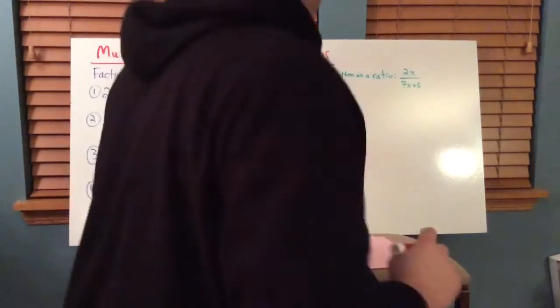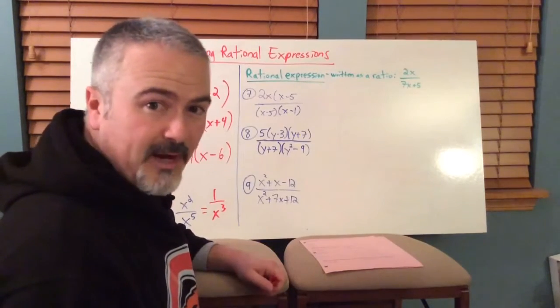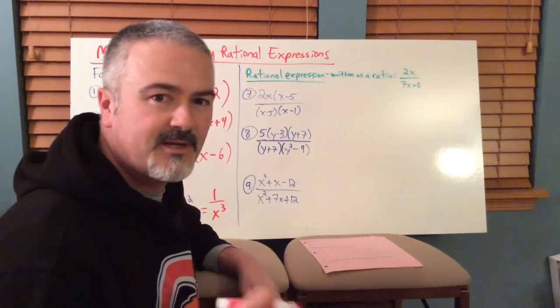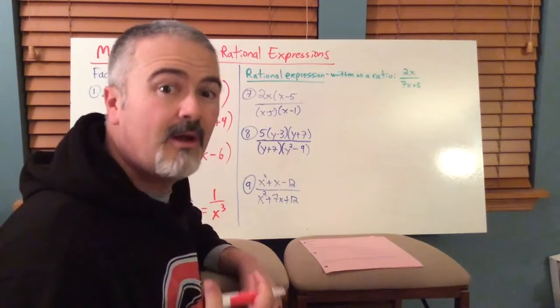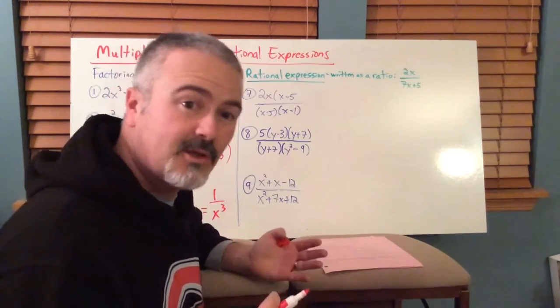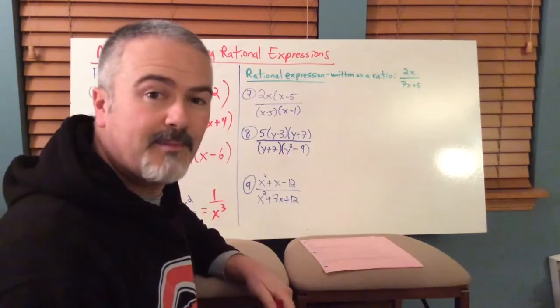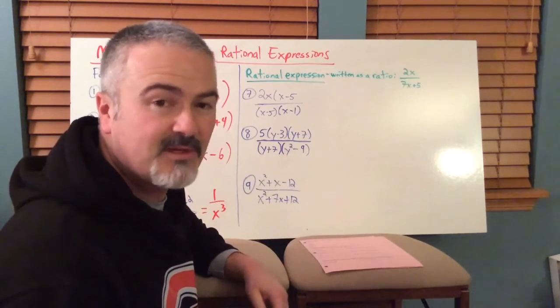Okay, let's look at the next problem. What's a rational expression? Well, a rational expression is basically any expression written as a ratio. So it's going to have a fraction. It's going to look like a fraction. If you look at the example on your paper, we have 2x over 7x plus 5.